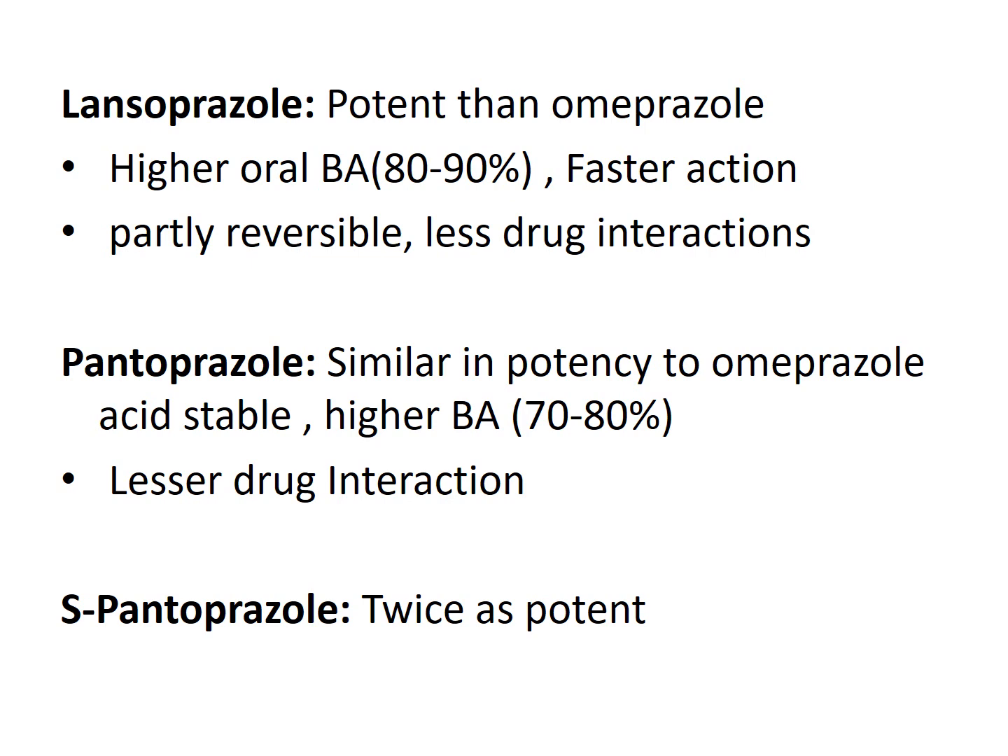Lansoprazole is more potent than omeprazole, has a higher oral availability and faster action, but it is partly reversible and has fewer drug interactions. Pantoprazole is similar in potency to omeprazole, is acid stable, has higher bioavailability, and also fewer drug interactions. And esomeprazole is again an S enantiomer, which is, let's say, twice the potency of omeprazole.